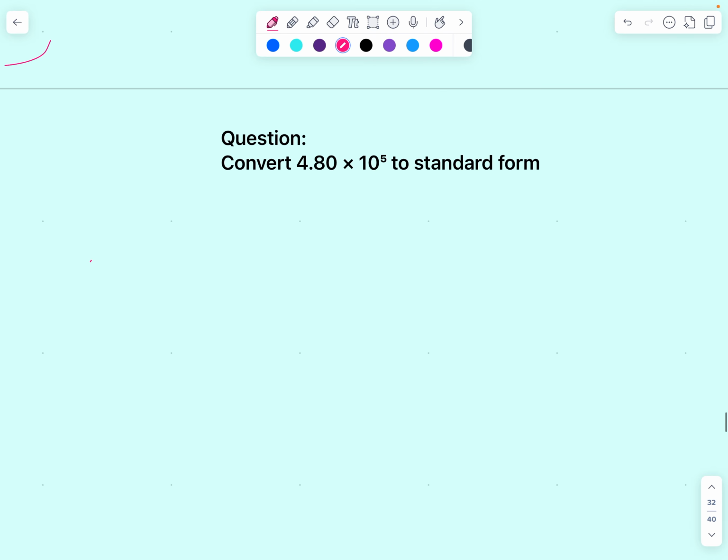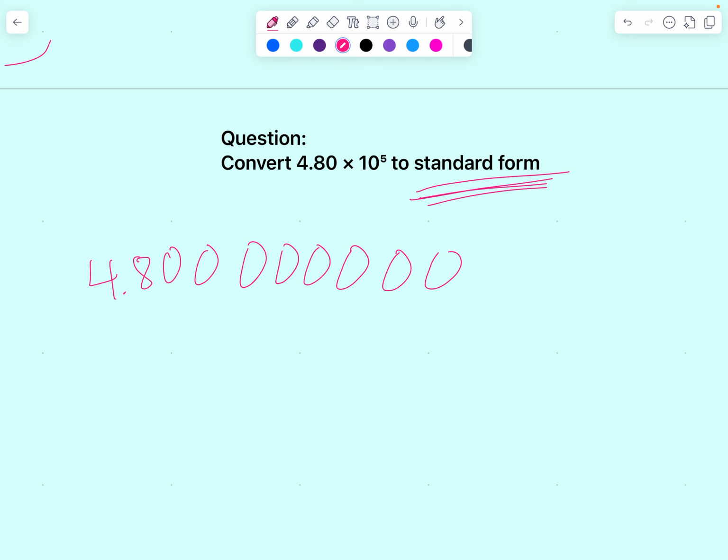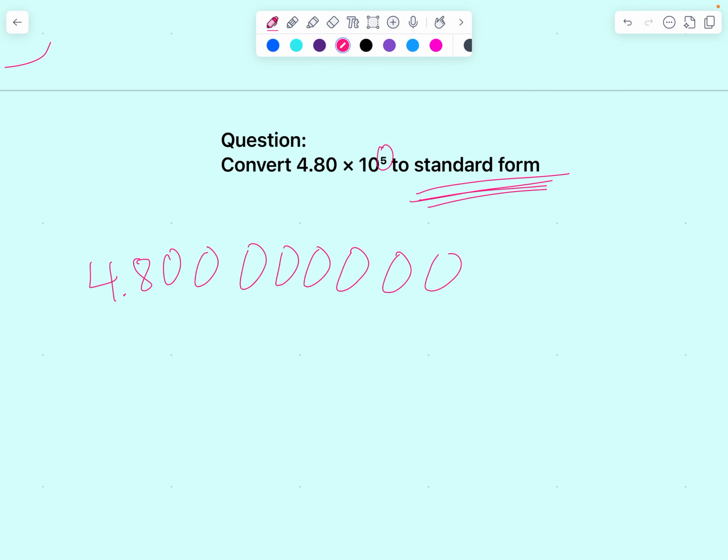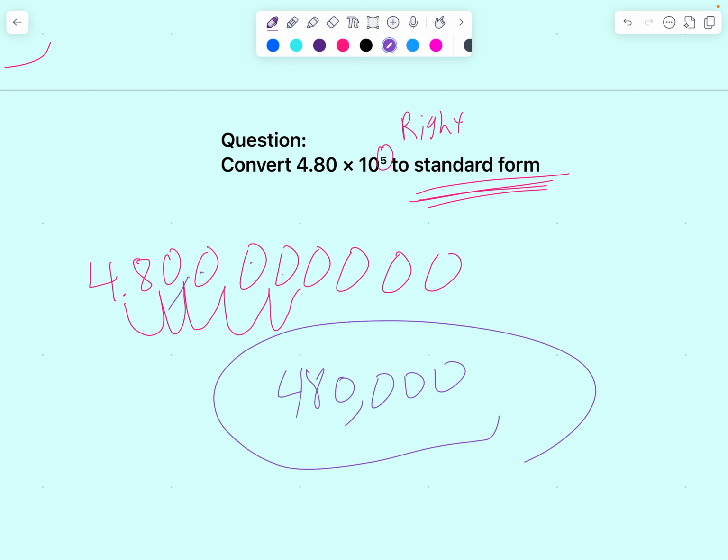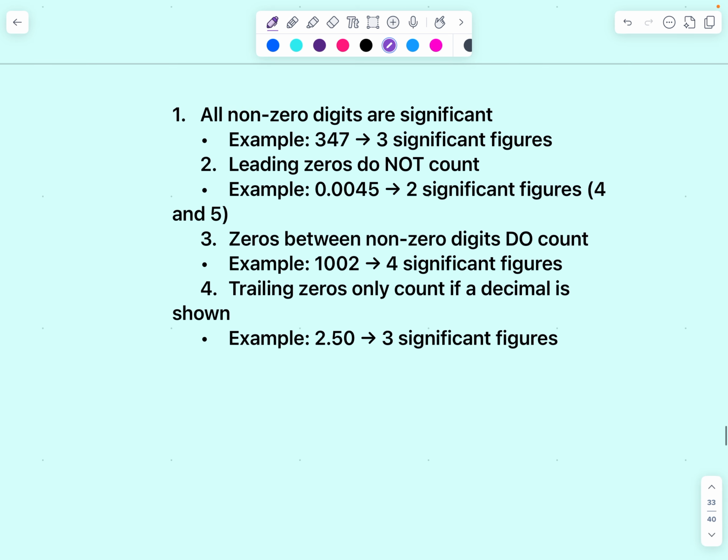Okay, what about 4.80 times 10 to the 5th if we want it in standard form? So let's add a bunch of zeros. And are we going to move it to the left or to the right? Well, this is a positive exponent, so I'm thinking right. So let's move it 5 times to the right. 1, 2, 3, 4, 5. So it would be, add your commas in purple for every 3 numbers. So 1, 2, 3, comma. And I'm not going to put a comma right there. That would make no sense. So it'd be 480,000.